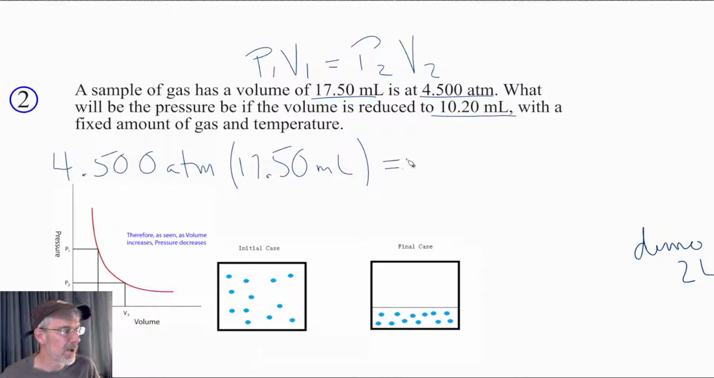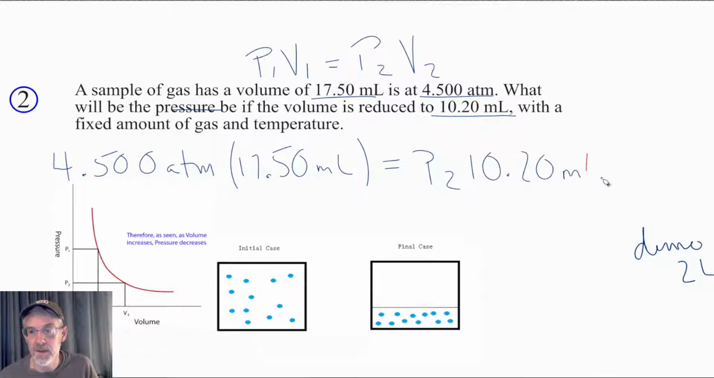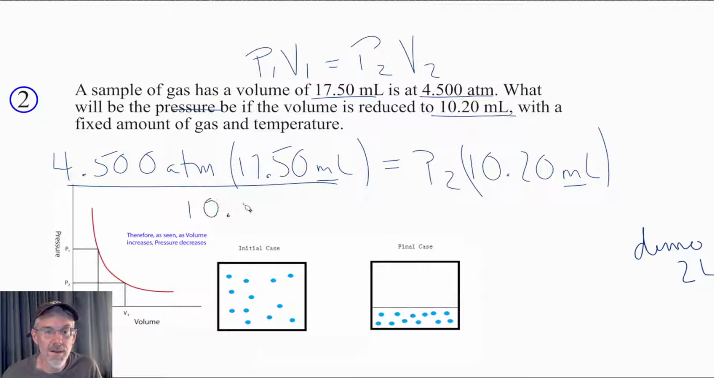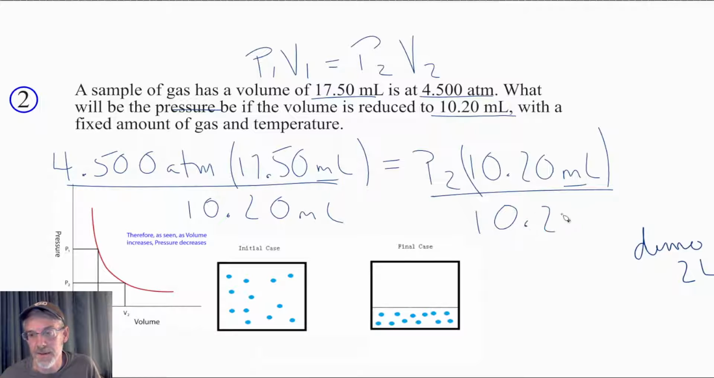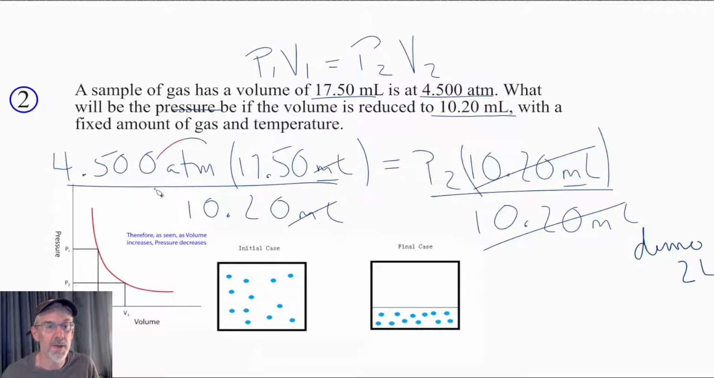And that ends up equaling, what do we got? What's our pressure 2? We don't know. So we don't know pressure 2. And then volume 2 is 10.20 milliliters. And so since we have milliliters on both sides, we don't need to convert that to liters or anything. So we're going to go with dividing both sides by 10.20 milliliters. So that cancels out. That's gone, milliliters gone. So you'll be left with ATM.